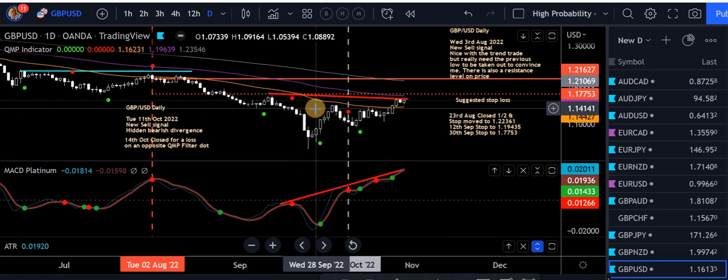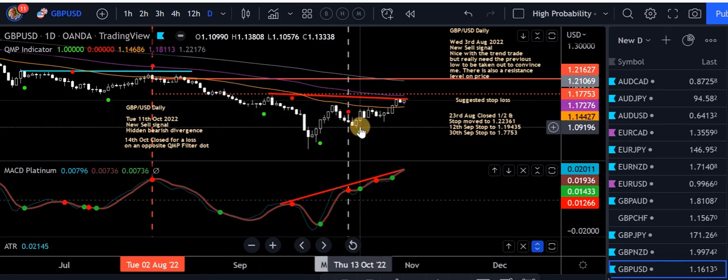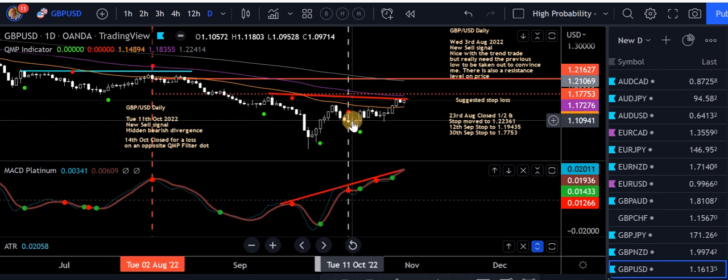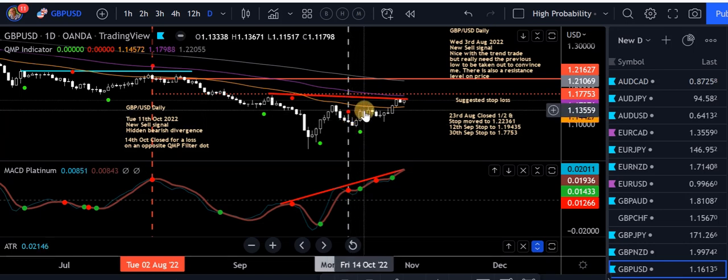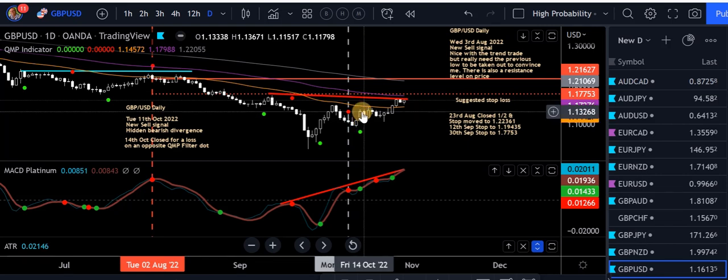Hidden bearish divergence at the time, and it was closed for a loss on an opposite QMP filter dot. So I took the sell on the open here, and I closed it here on the 14th of October. So on the open of that 14th of October, closed there. So I took a small loss.